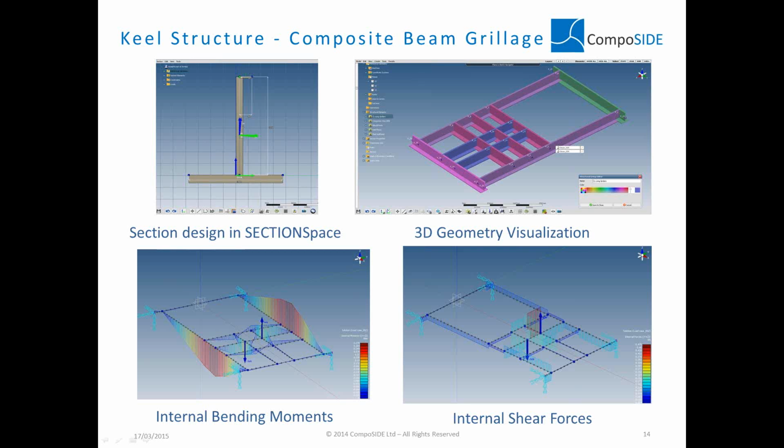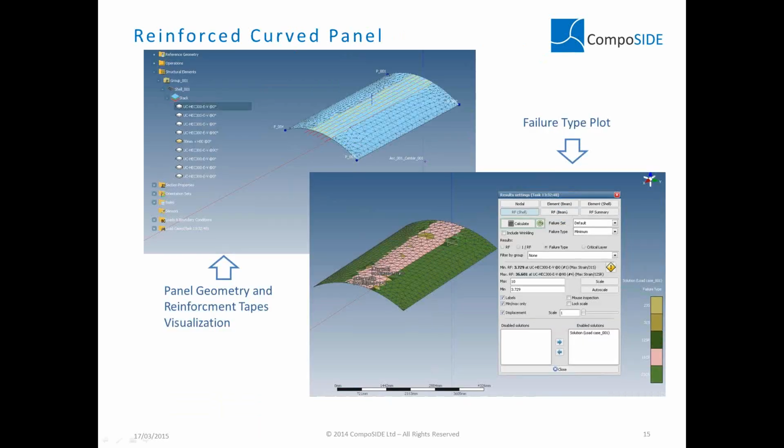This is an example of a more complex design, which is grillage design, allowing you to examine and design a more complicated structure. This is an example of the keel structure of a yacht. Okay, now a panel.